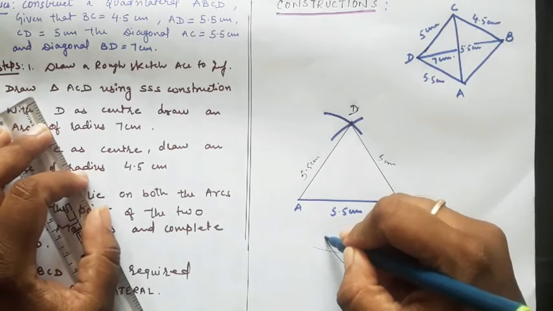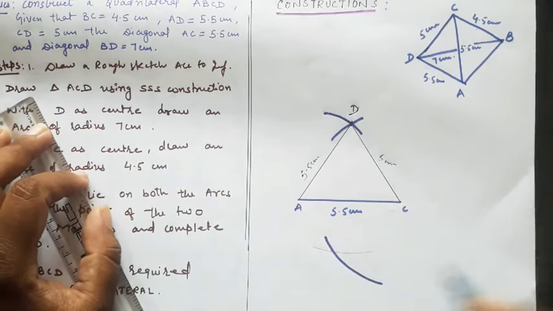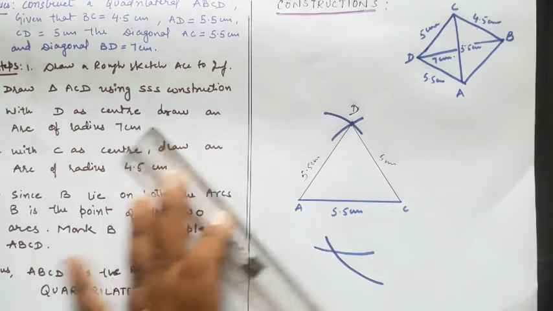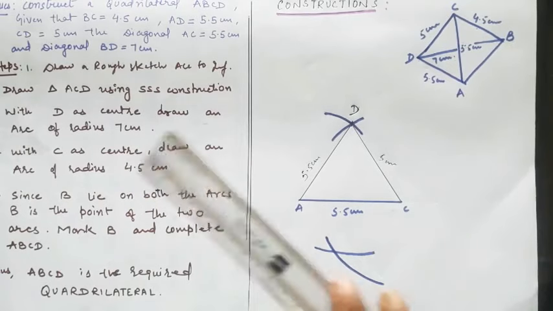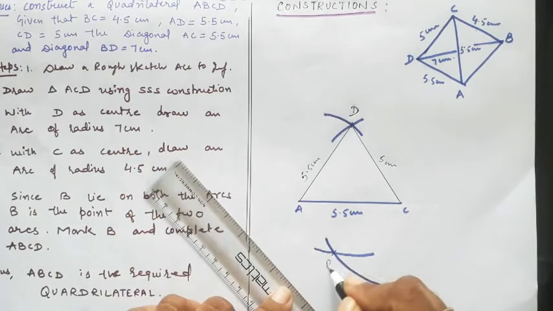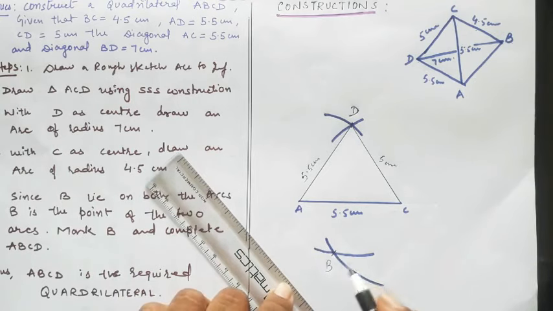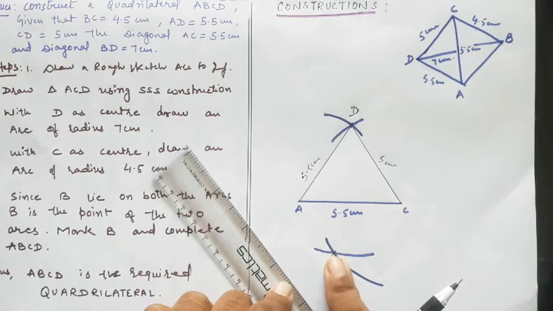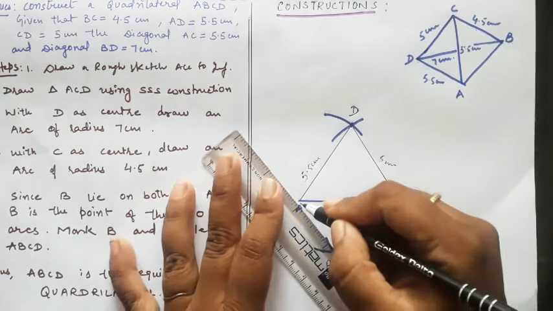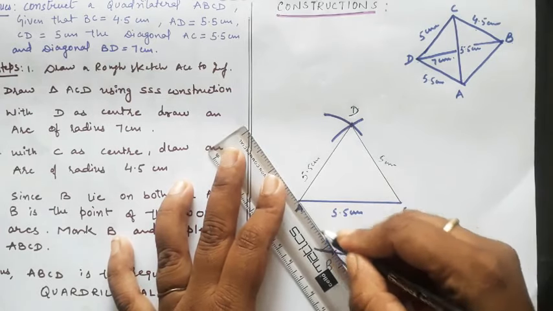To make it more visible, I will just do it with the help of a sketch pen. Now what you can get is this point is point B, as these two arcs are intersecting each other, and you could get this point B, and this point you can join with C and A to get the whole quadrilateral.